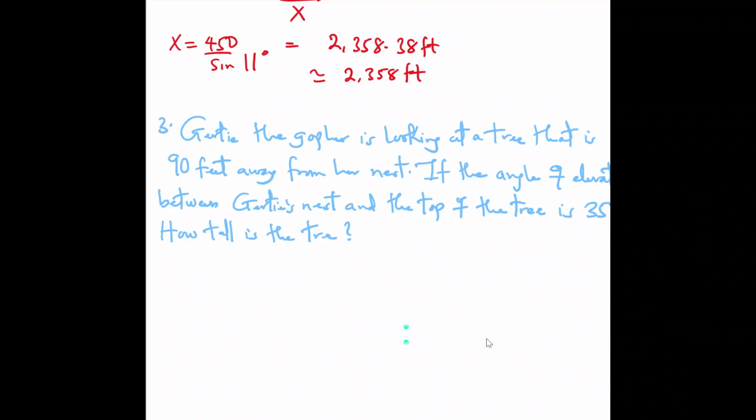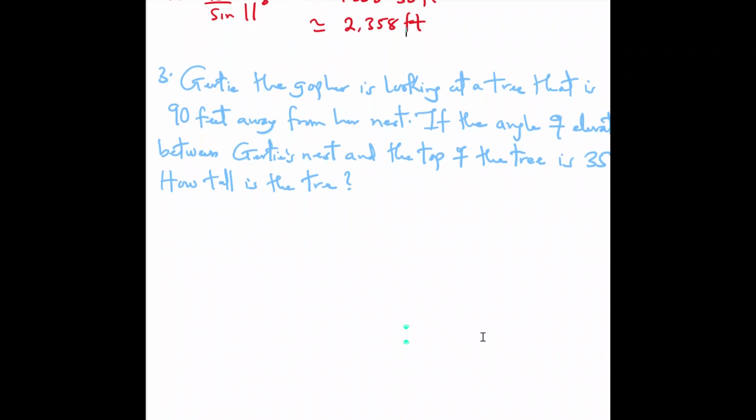So the next question is, Getty the golfer is looking at a tree that is 90 feet away from the nest. If the angle of elevation between Getty's nest and the top of the tree is 35 degrees, how tall is the tree? So let's say that this is Getty the golfer, and he's looking at a tree, and let's say this is the tree here.